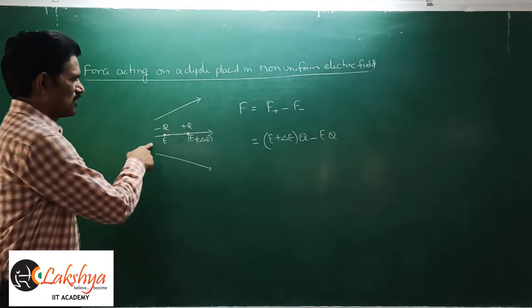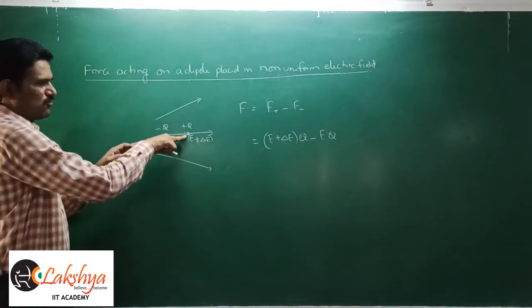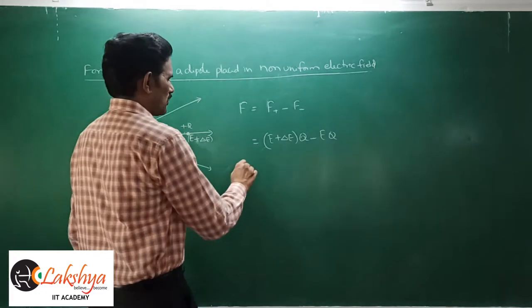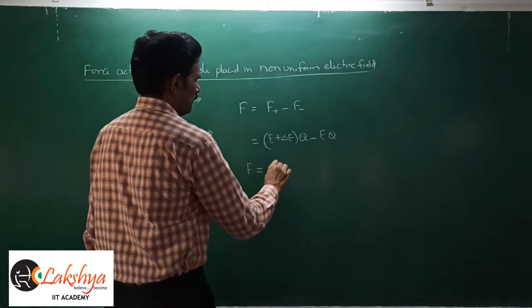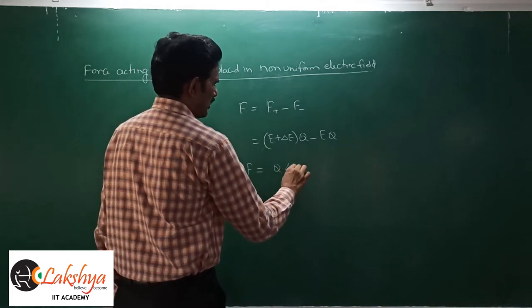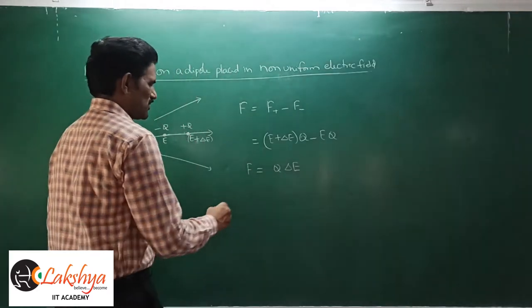The force acting on the negative charge will be along this direction, and the force acting on the positive charge will be in the direction of this field. Therefore I can write this as Q into delta E, right?